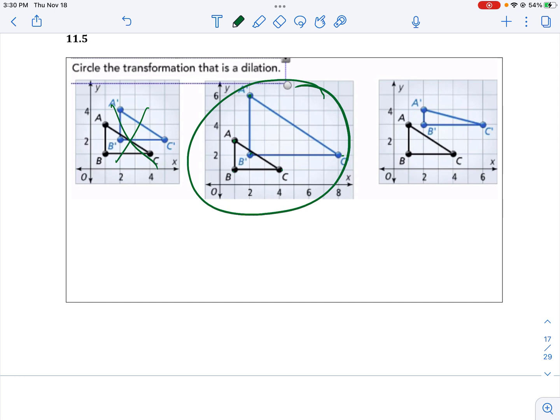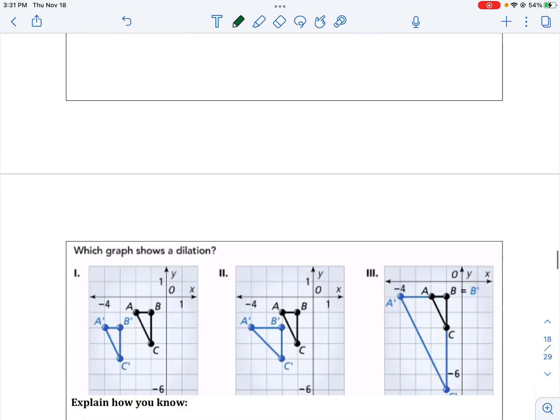Now, every single side is enlarged. That's important to know, because when we go over to this third graph, side BC is 3 units long. Side B prime C prime is 4 units long. That could be an enlargement, but if you look at side AB, which is 2, A prime B prime gets smaller at 1. So you cannot make one side larger and the other side smaller. Everything has to be proportional. The sides are proportional. Your coordinates are proportional. Everything is done the same in a dilation.